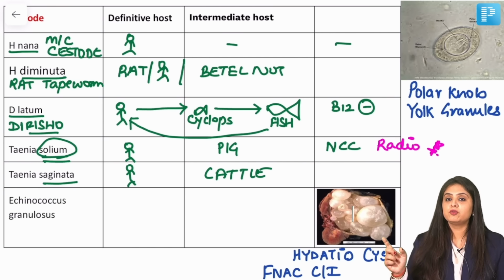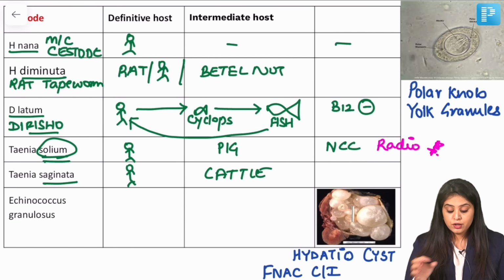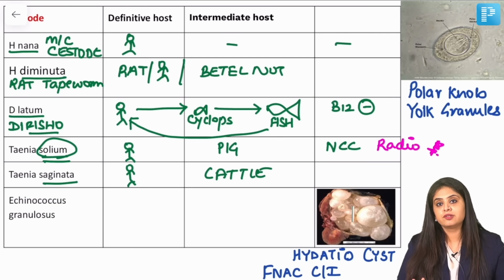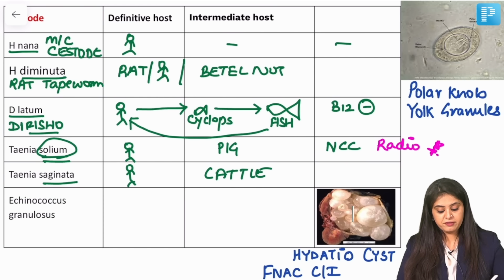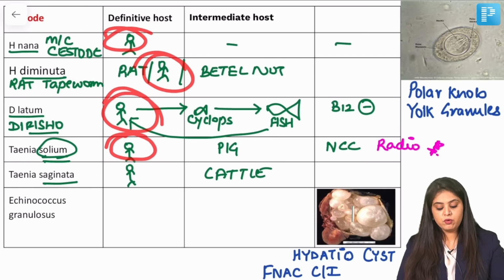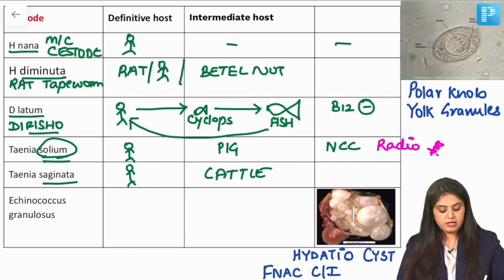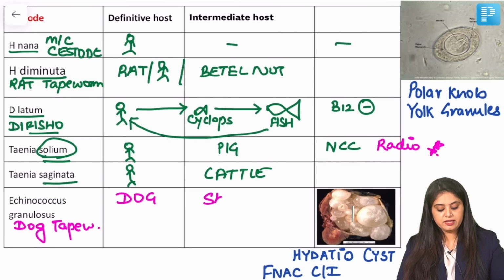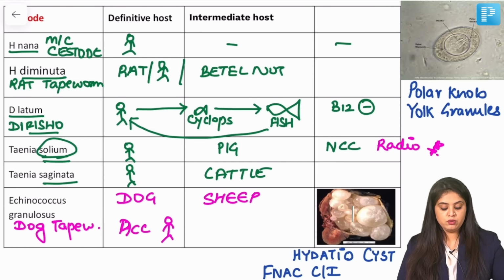Remember, Burkitt's lymphoma in pathology was showing starry sky. Neurocysticercosis in radiology is showing starry sky. If I notice, the definitive host of all of these was human. But now coming to Echinococcus granulosus, which is also known as the dog tapeworm, the definitive host is dog and the intermediate host is sheep. So we are nowhere in the cycle. We are the accidental host, and we know what it causes.